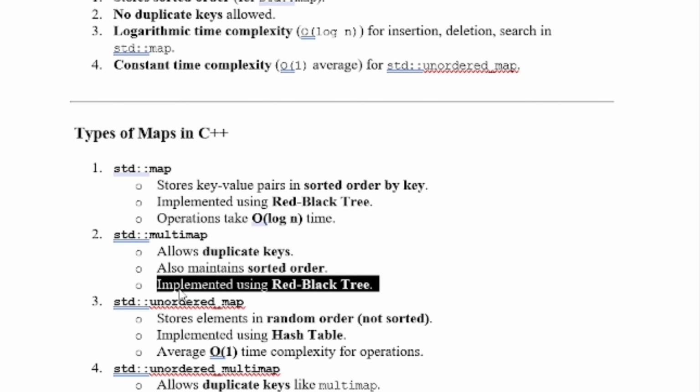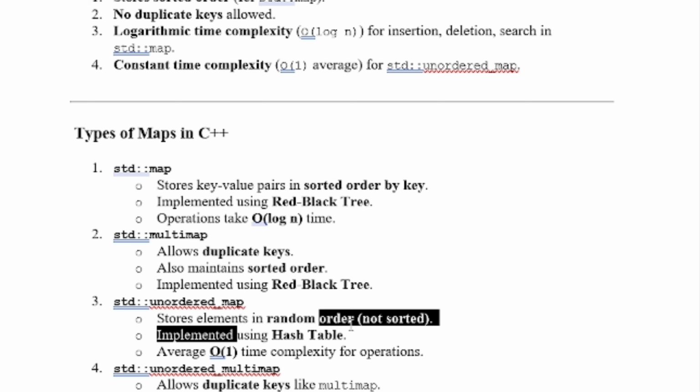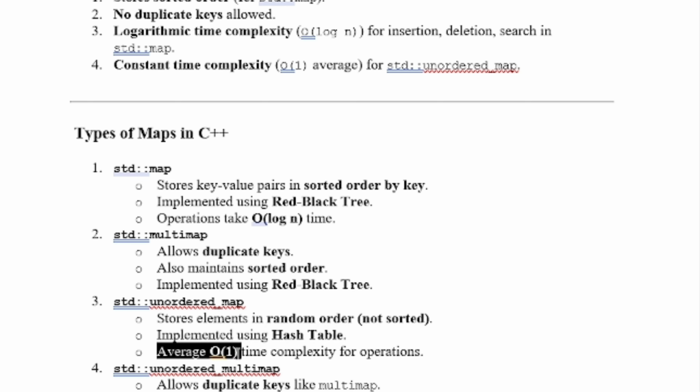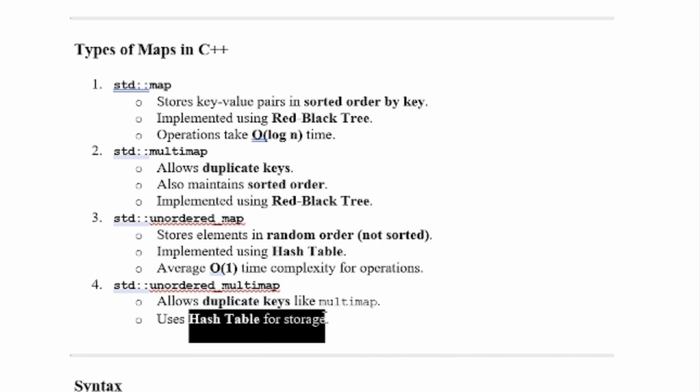Now we discuss the unordered map. This unordered map stores elements in random order, not sorted order, and is implemented using a hash table. Average time complexity for the operations is Big O of 1, which means constant time. The next one is the unordered multimap, which allows duplicate keys like a multimap and uses a hash table for storage.